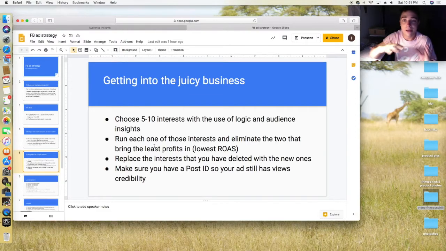Now, the interests that are not making you money, that are below the ROAS, that's the minimum you need to break even, I will eliminate those completely. And those that are making me more than my ROAS, have a higher ROAS, I will keep.